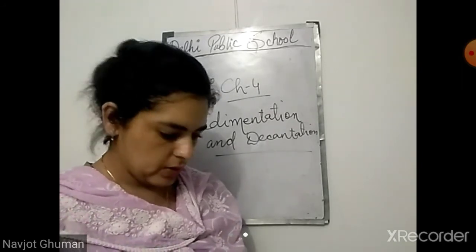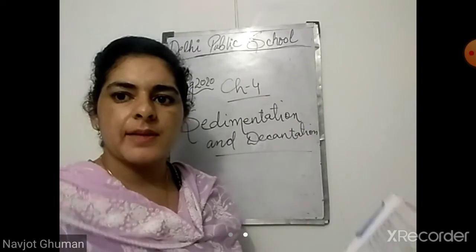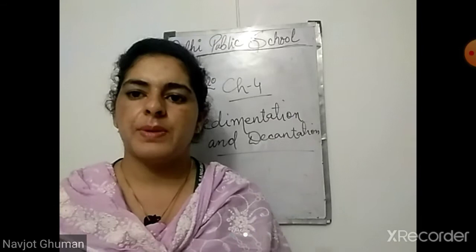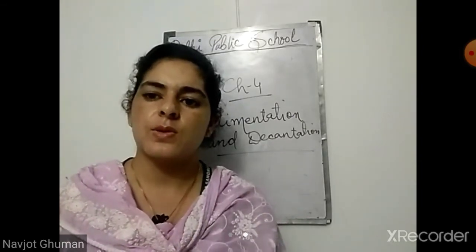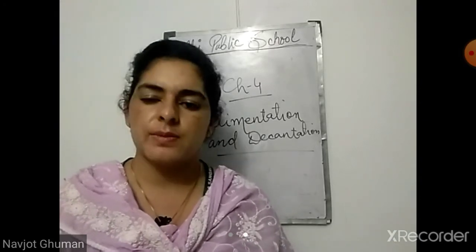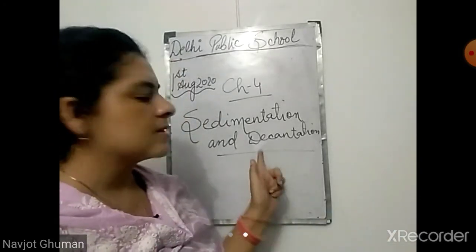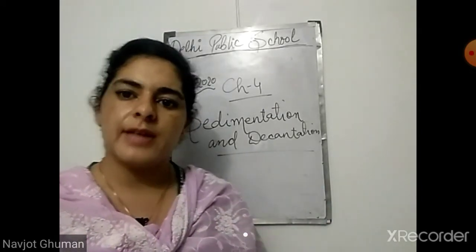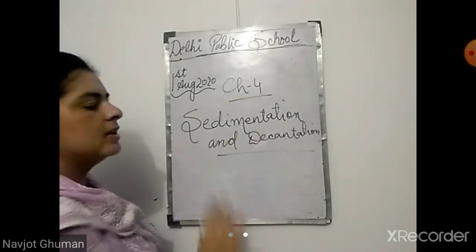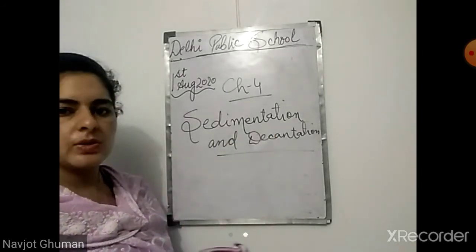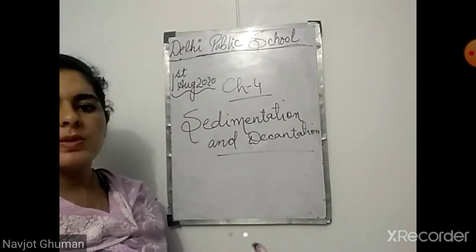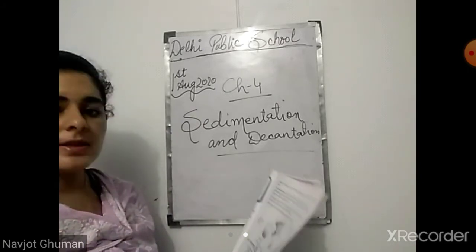This topic is on page number 49 of your book, Sedimentation and Decantation. We read about the methods to separate the soluble substances as well as the insoluble substances. For the soluble substances, we read about the evaporation or heating method, and for the insoluble substances, how can we separate them? There were three methods. First was filtration, then sedimentation and decantation. So we are going to read what sedimentation and decantation are, and how we can separate insoluble substances by these methods.